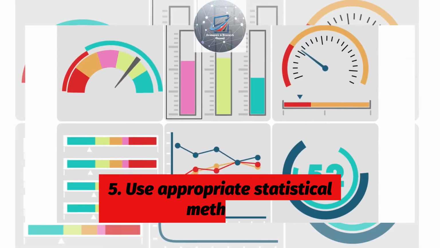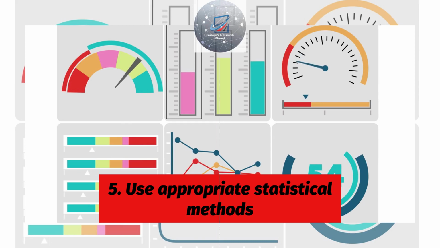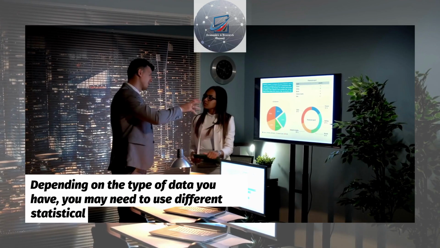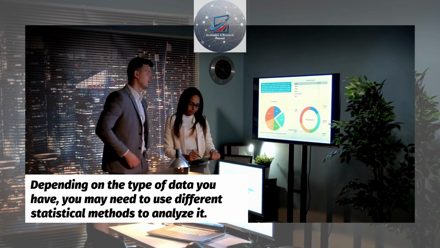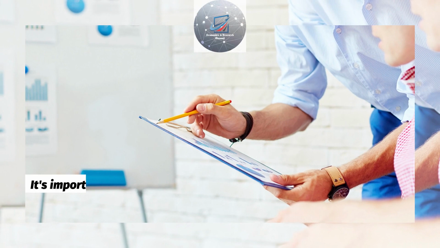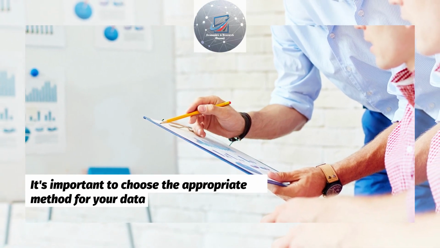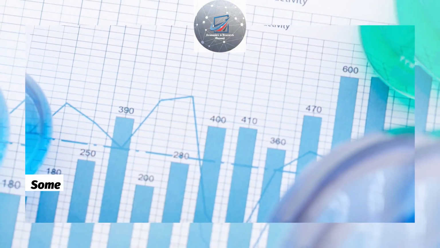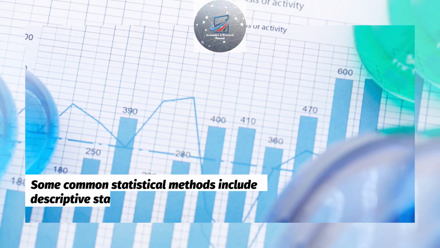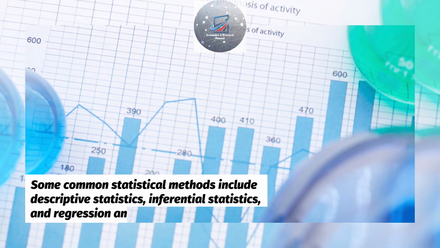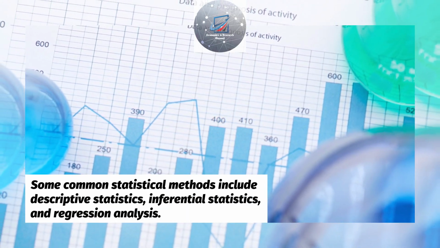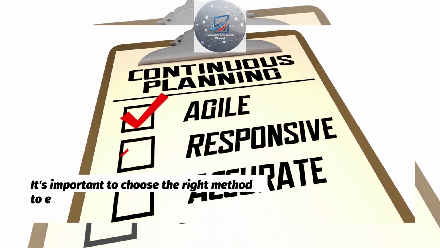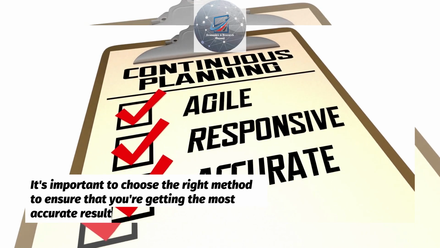5. Use appropriate statistical methods. Depending on the type of data you have, you may need to use different statistical methods to analyze it. It's important to choose the appropriate method for your data to ensure accurate results. Some common statistical methods include descriptive statistics, inferential statistics, and regression analysis. It's important to choose the right method to ensure that you're getting the most accurate results.